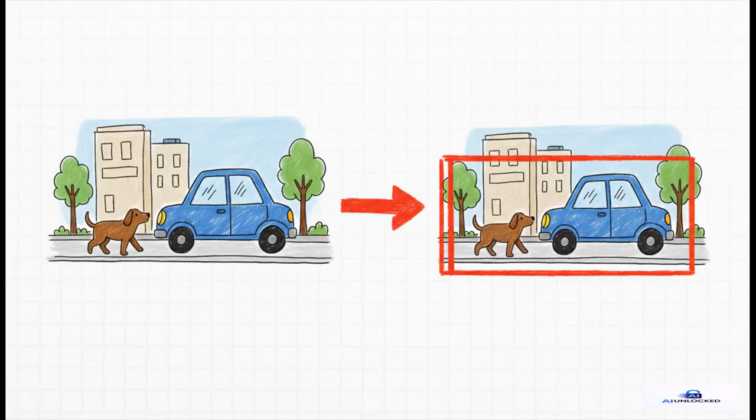Now let's level up. Next is object detection. Here, the AI doesn't just tell you there's a dog in the picture, it actually draws a box around it to show you exactly where it is. This is absolutely essential for things like self-driving cars, right?